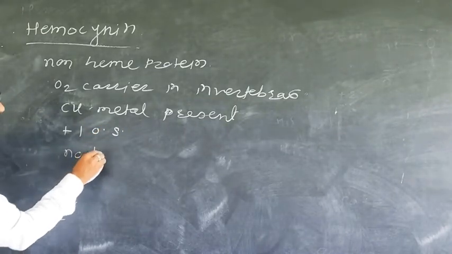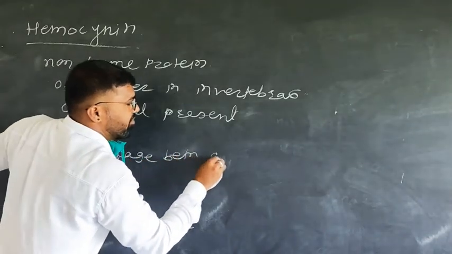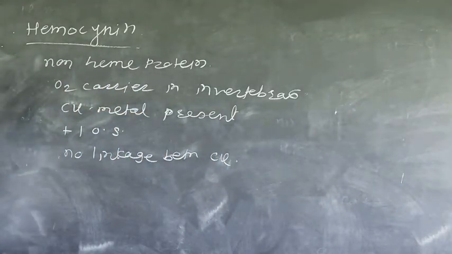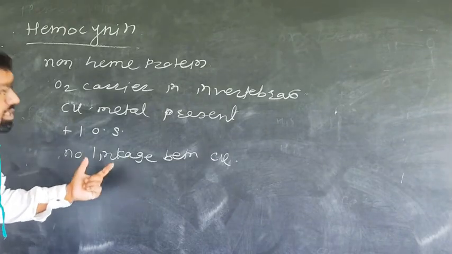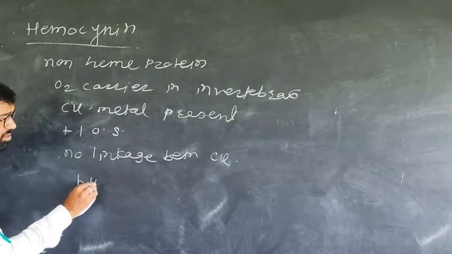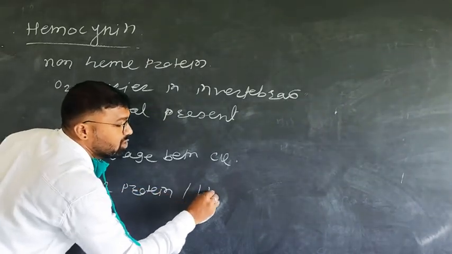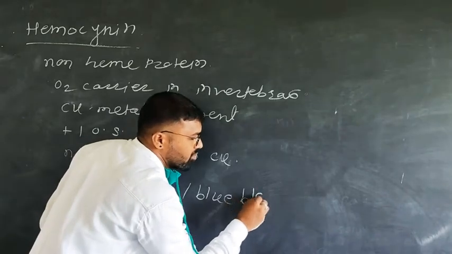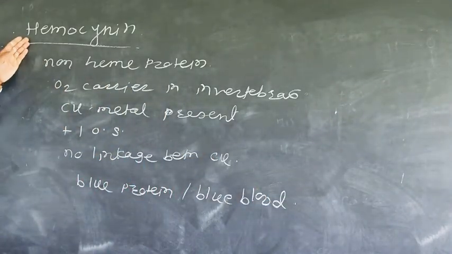No linkage between the copper atoms, and an important feature is that this is also known as blue protein or blue blood, right? These are the important features of hemocyanin.